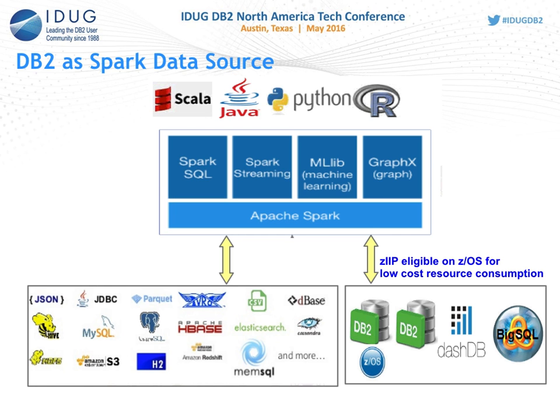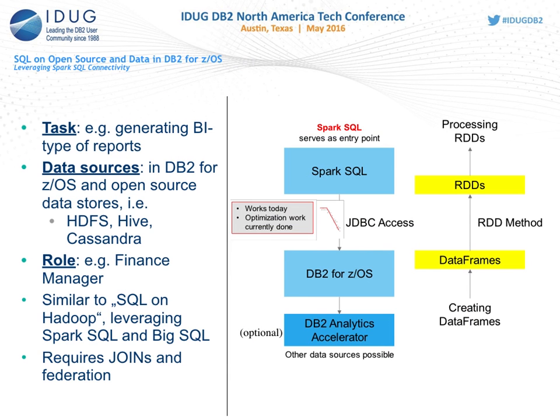So I give you this as a very naive use case. Say you are a financial manager, and you store your data in, say, DB2 for z/OS, and maybe some of your data in an open source platform like HDFS or Hive or Cassandra. You want to generate a business intelligence report. So what do you do?